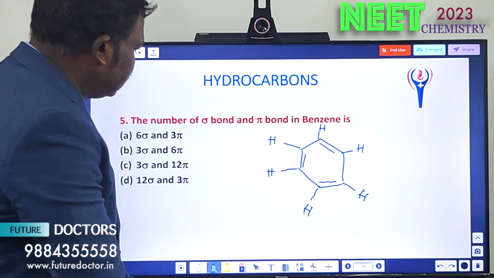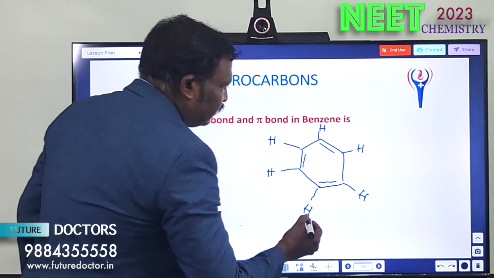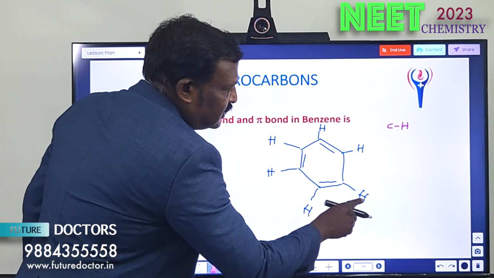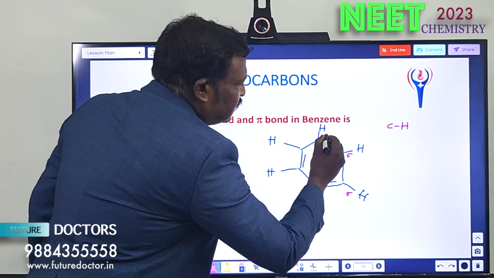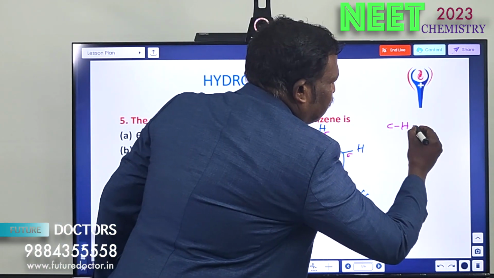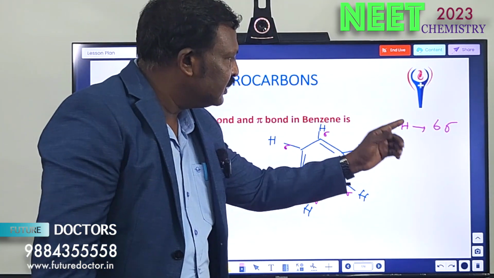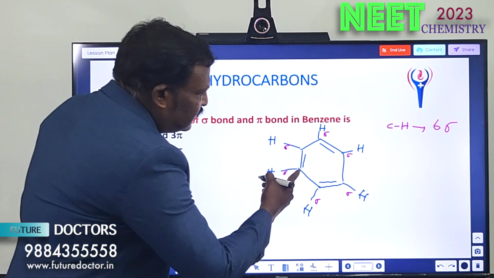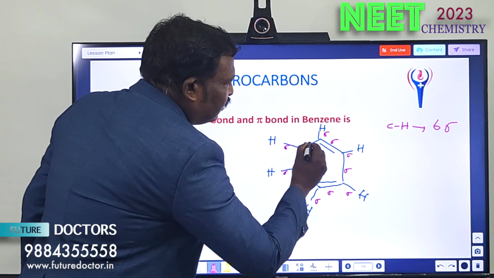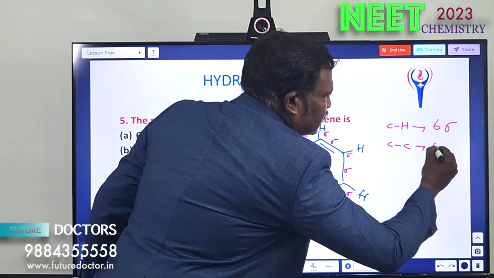Sigma bonds are nothing but all the single bonds. First of all we find out between C and H how many sigma bonds. Single sigma bond, sigma bond, sigma bond, sigma bond, sigma bond, sigma bond. Understood? So between C and H, how many sigma bonds do we have? 6 sigma bonds. Correct or not? Then between C and C, 1, 2, 3, 4, 5, 6. Between C and C, we have again 6 sigma bonds.